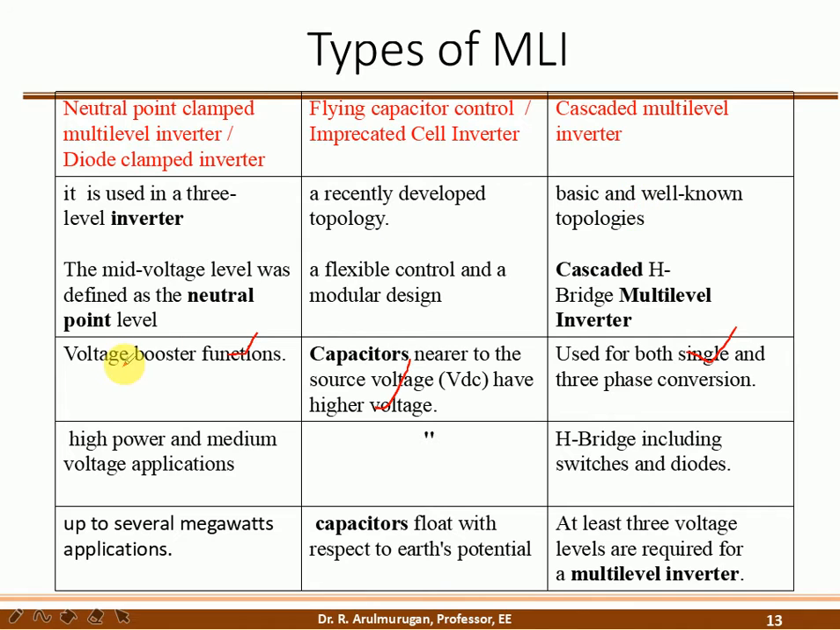These are all used for high power multi-level inverters, majorly high power applications, and also medium voltage applications. Based on that, the switch and diode ratings increase, so it goes up to several megawatt applications. The capacitor is connected across the source side and floats with respect to the earth potential. At least three voltage levels are required for a multi-level inverter.